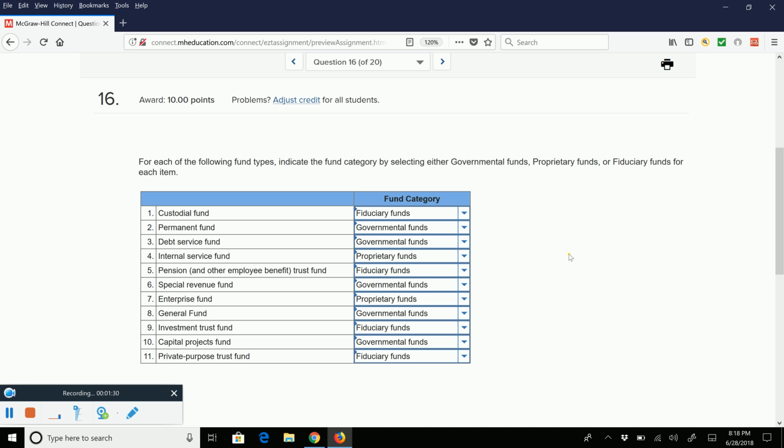And then last but not least, we have fiduciary funds. Fiduciary funds are to account for the government's responsibility for managing other people's or other entities' assets. Those are the three fund categories.